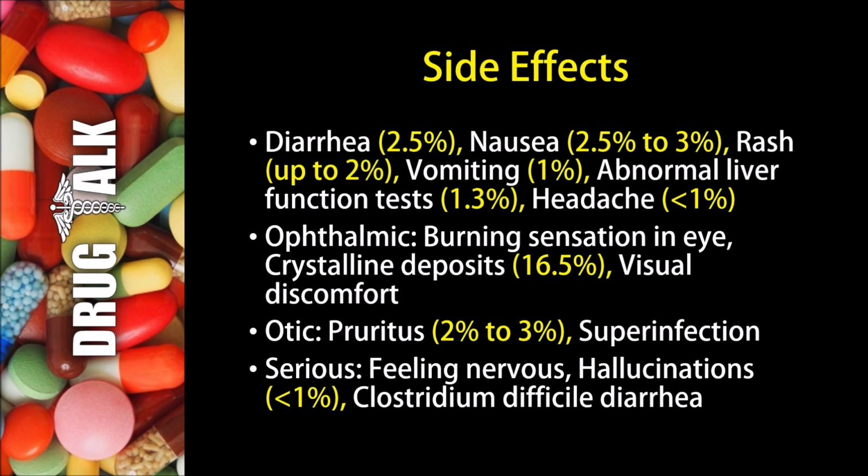Now, as with all medications, there are some side effects or adverse reactions that patients may experience while using ciprofloxacin, so we'll go over some of those here now. 2.5% of patients may experience diarrhea, while 2.5% to 3% may experience nausea. Up to 2% may experience a rash, and vomiting may occur about 1% of the time. 1.3% of patients may experience abnormal liver function tests, and less than 1% may experience a headache.